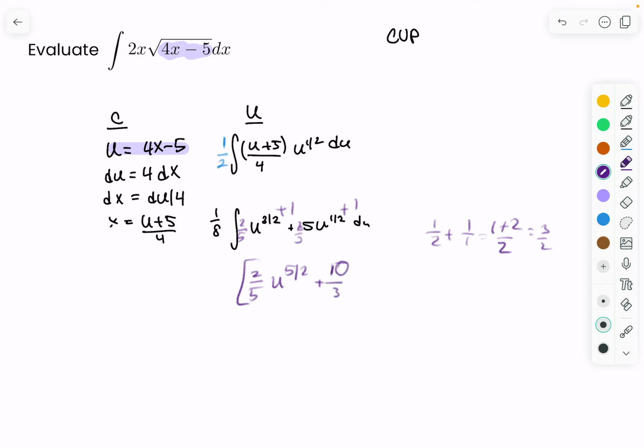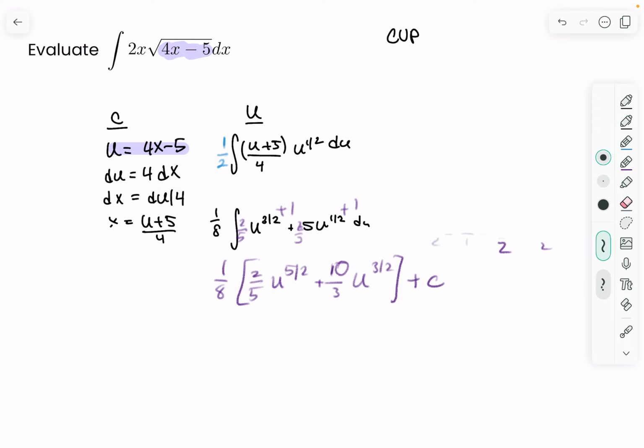10 over 3, and then u to the 3/2, and that's all being multiplied by 1/8. And because this is an indefinite integral, I can add a plus c at the end of it, or I have to add a plus c at the end of it, I should say. And so this is your answer, but in terms of u. You want everything in terms of x, so you plug u back in because the u actually has the x in it.